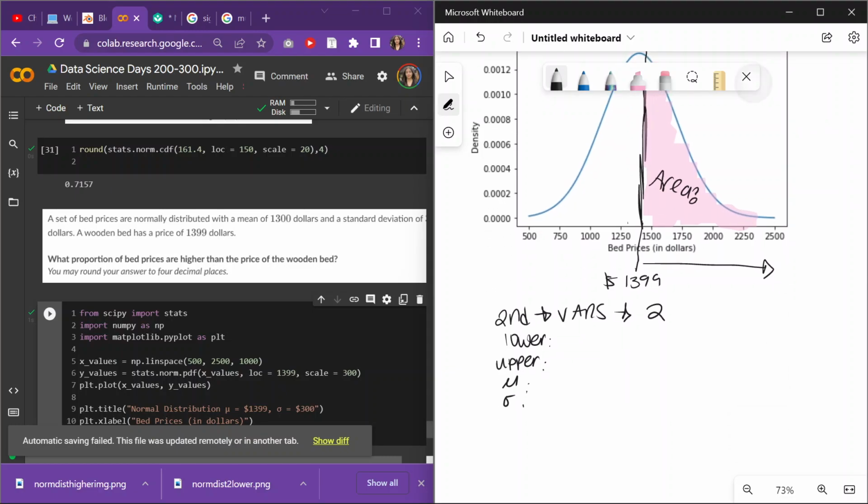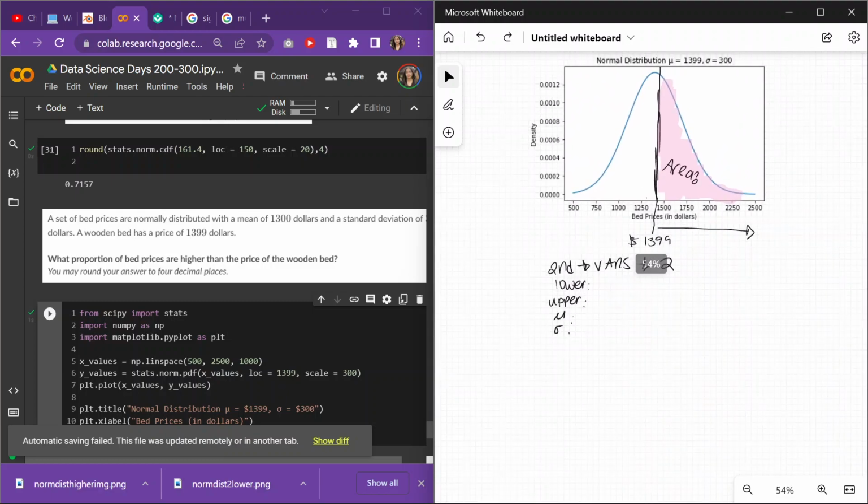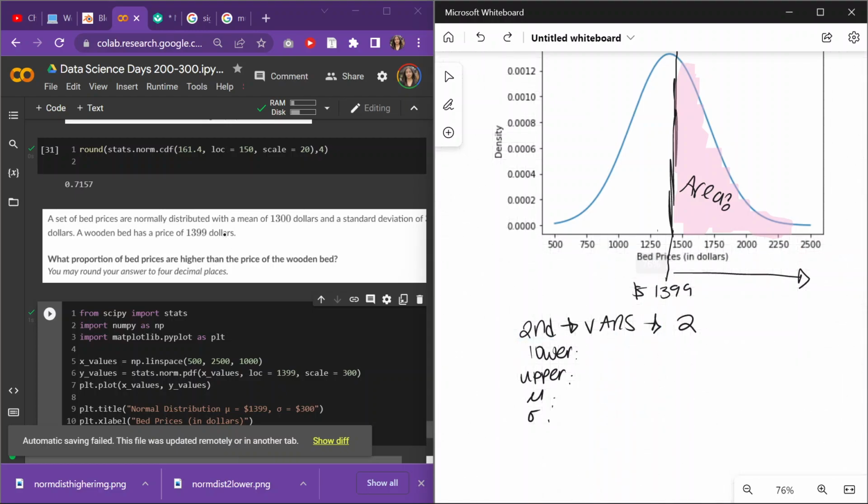Okay, lower, upper, mean, sigma. So your lower is going to start at the lowest point, which is 1,399. Your upper is going to be 1E99, because again, you're only looking for the area from 1,399 and upwards. That is the proportion of beds whose prices are higher than this, obviously.